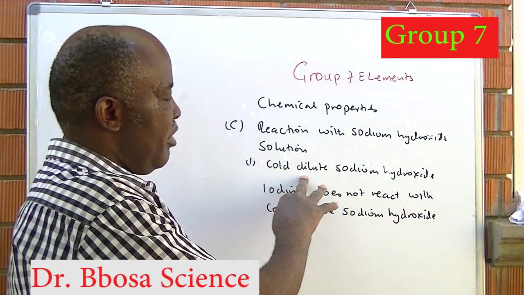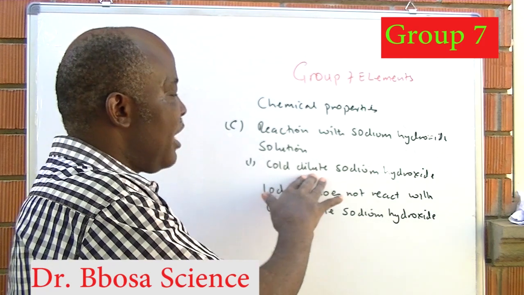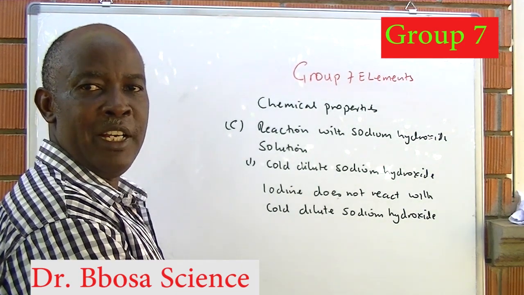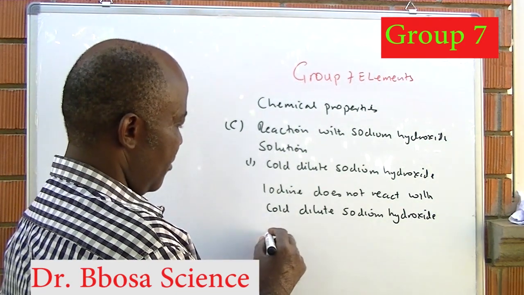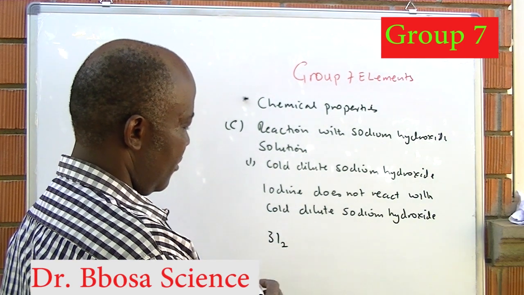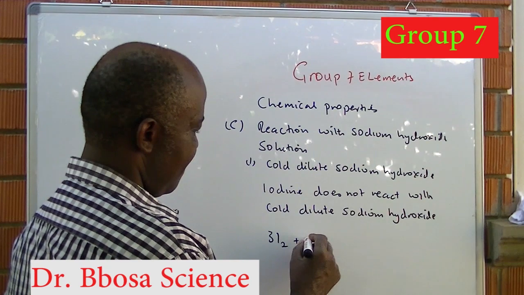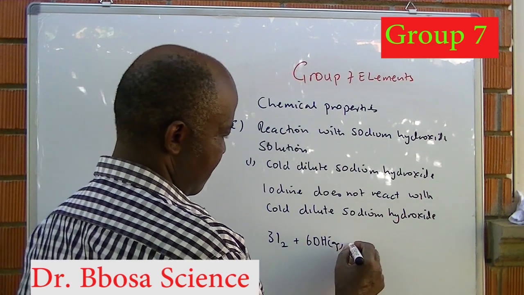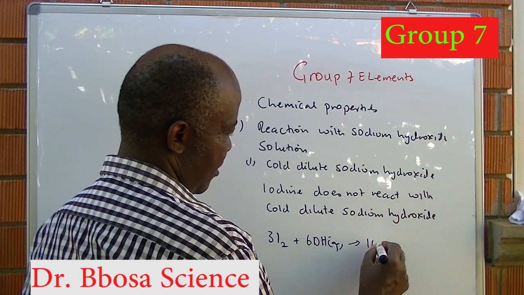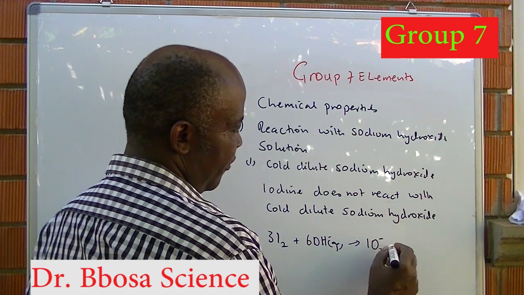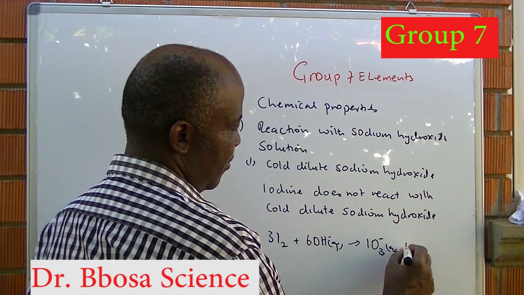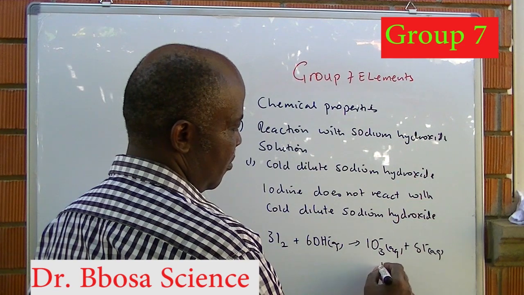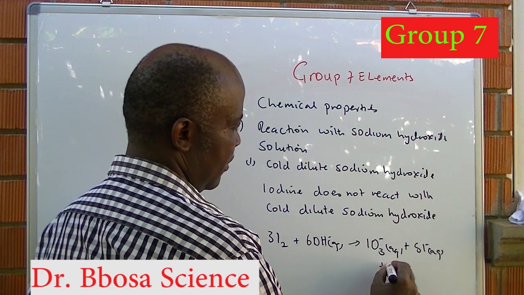However, the term dilute is not specific. Some books will tell you that iodine reacts with dilute sodium hydroxide to give iodate(V) plus iodide plus water.